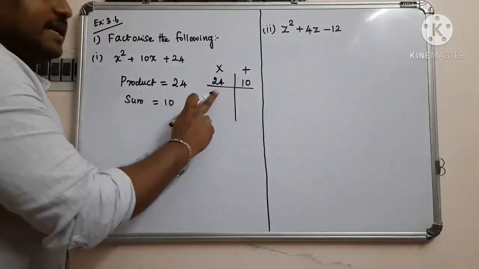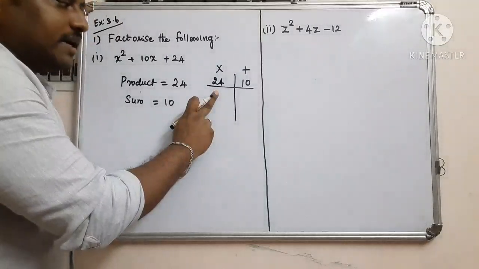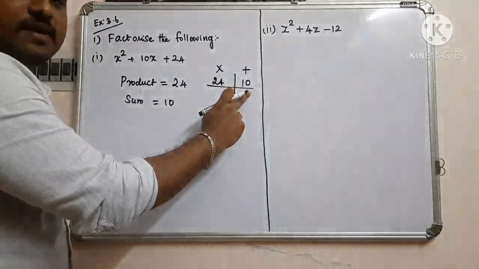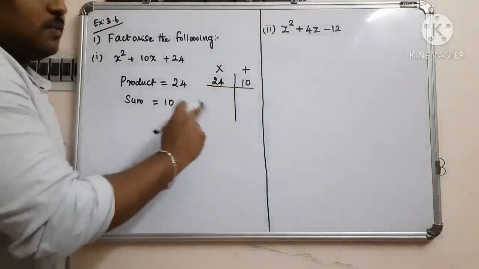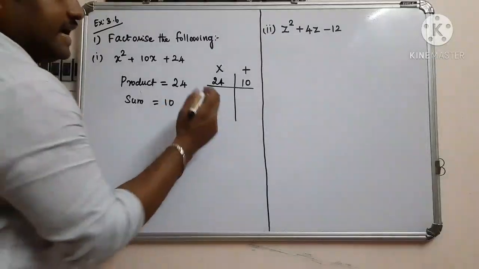That is, if we multiply, the answer is 24, and if we add the same numbers, we get 10. So what is the number? We have to find out.